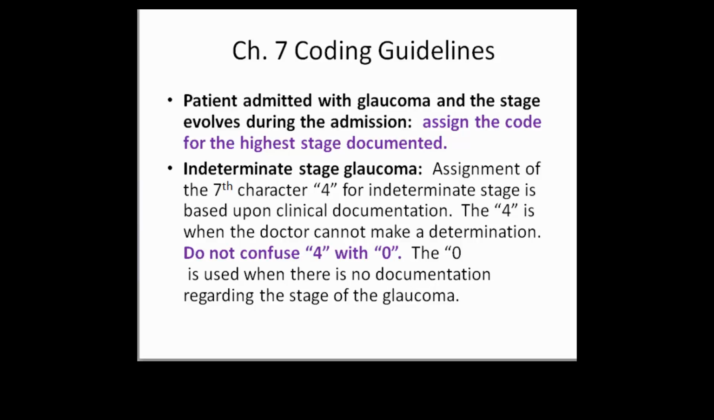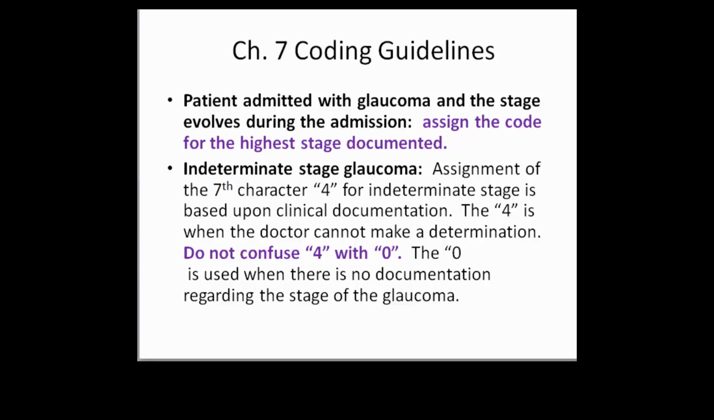Two guidelines I want to pick out and talk about from Chapter 7 are if the patient is admitted with glaucoma and that stage evolves during the admission, becoming worse or becoming better, you're going to assign the code for the highest stage that's documented. Patient comes in with stage 1, it evolves to stage 3, it resolves by the time they leave back to stage 1, you're going to code stage 3.